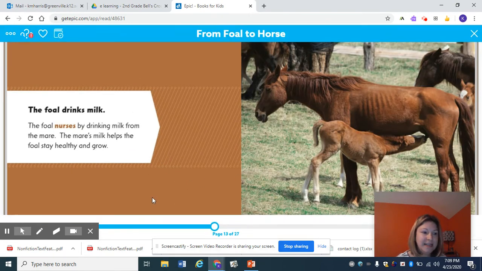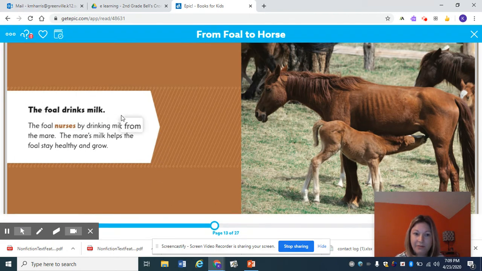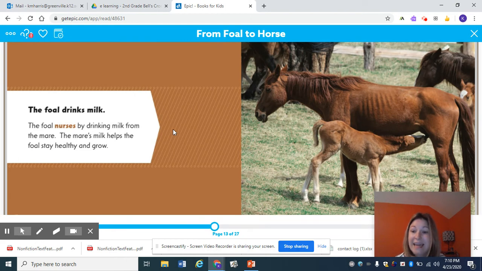So now on this next page, what does this heading tell you? So I hope that you're thinking the foal drinks milk. This heading tells us how the foal eats, how the baby drinks the milk. So the foal nurses by drinking milk from the mare. The mare's milk helps the foal stay healthy and grow.